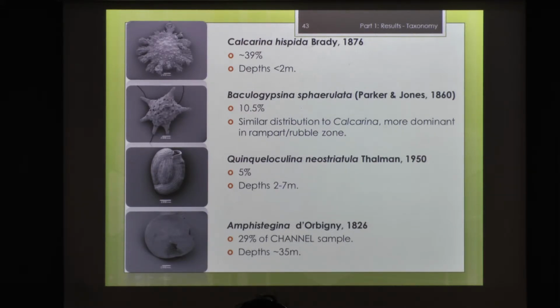Quinqueloculina neostriatula was 5% of my totals and was most common in depths of between 2 and 7 metres. And then Amphistegina species were abundant, but they were particularly abundant in my 1 channel sample, and they accounted for 29% of that sample, which was taken from a depth of about 35 metres.